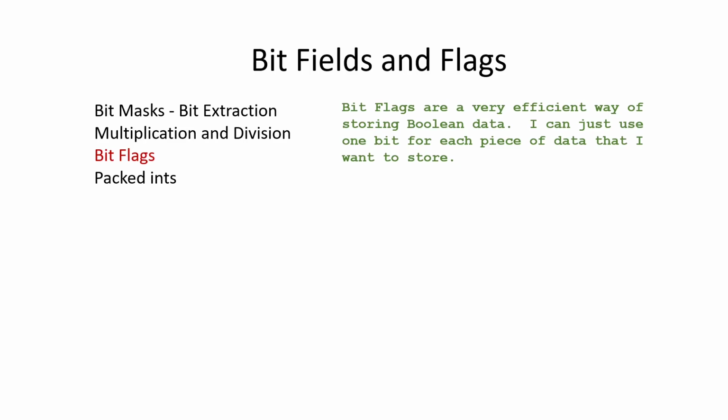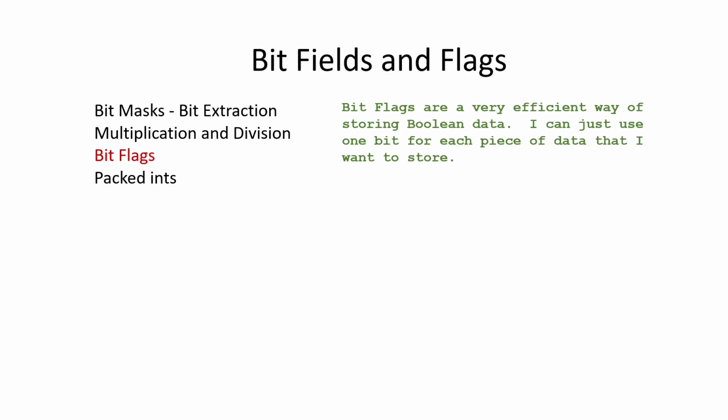So bit flags or bit fields are just a way that we can store Boolean data very efficiently. Boolean data is just a 1 or a 0 in C, true or false. I only need 1 bit for it. But C is going to use integers for that, so that's 4 bytes worth of data. I'm wasting all that space. If I wanted to, I could use a char and just only waste 7 bits.